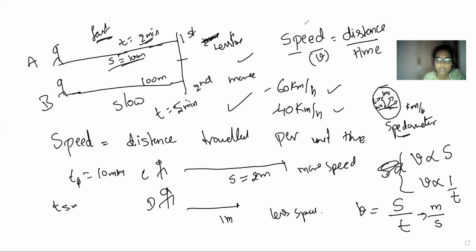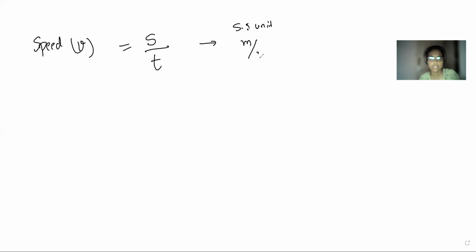Understood, my children? The speed we can represent using the small letter v, that is given by distance by time. Distance by time. SI unit is meter per second. Meter is for distance, second is for time.